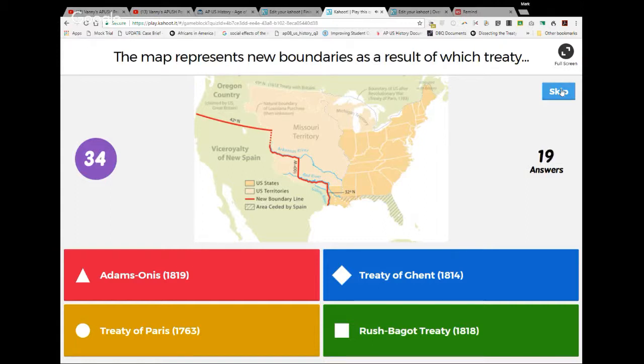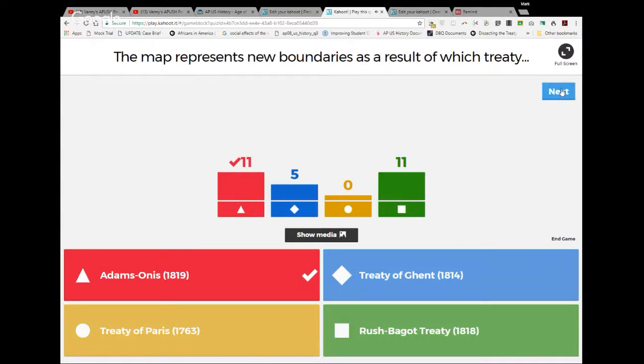Ooh. Jessica says, high key, there are years on the map. Boom. Yes, there were. This is the Adams-Onis Treaty.